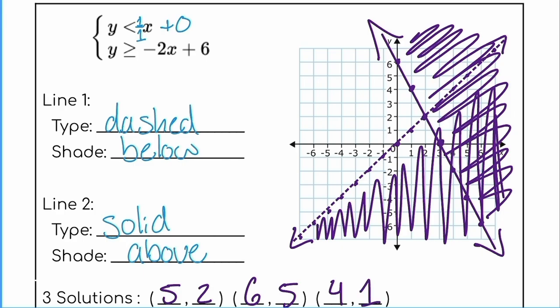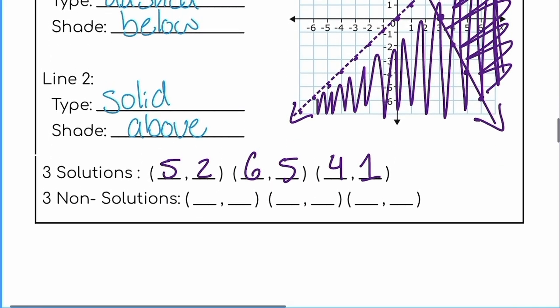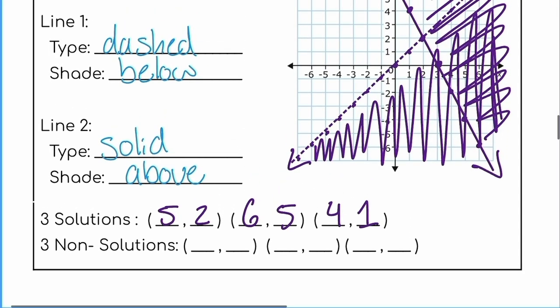All right. Now, I would like an ordered pair of a non-solution. We're going to go to the right 4 and go down. No, we're not going to go down. We're going to go up 1. That does not look like a solution to me.